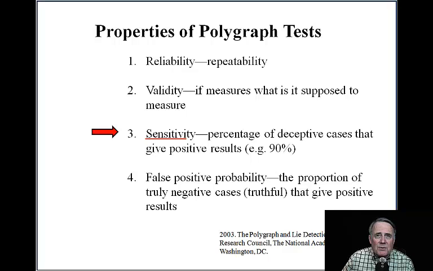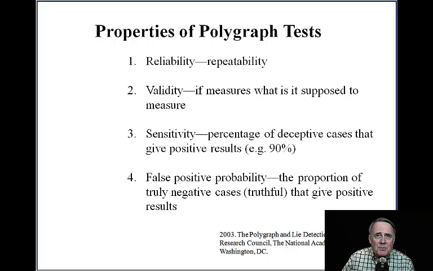Sensitivity, which refers to the percentage of deceptive cases that gives positive results, for example, 90%. For example, a sensitivity of, say, 60% would indicate that the test identifies the false testimony of 6 of 10 untruthful persons. A sensitivity of 95% indicates that 95 out of 100 persons would be so identified. False positive probability indicates the proportion of truly negative, that is, truthful, that give positive results.